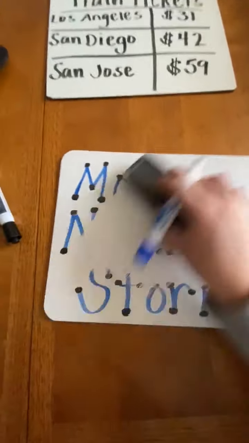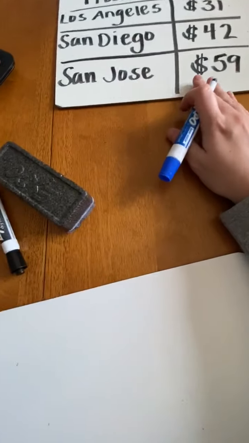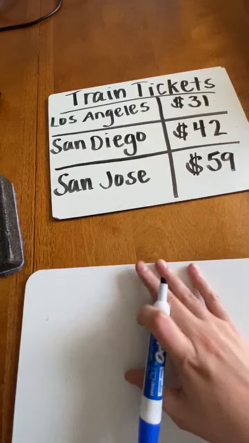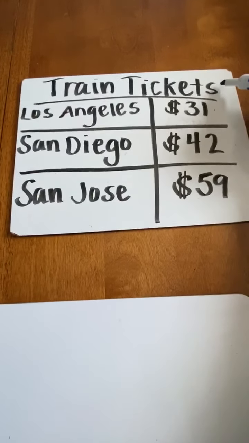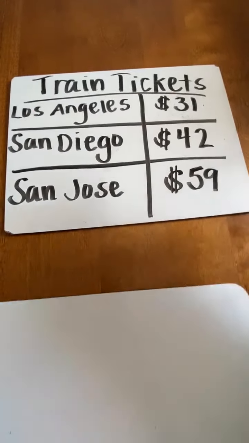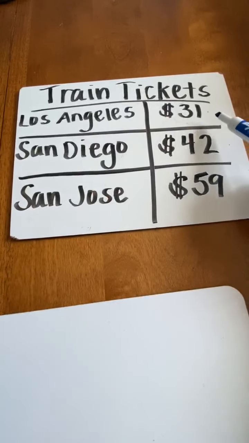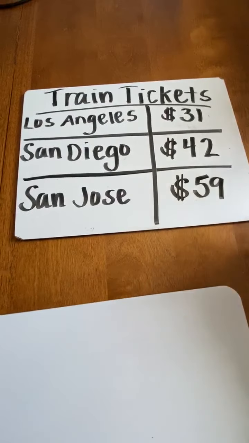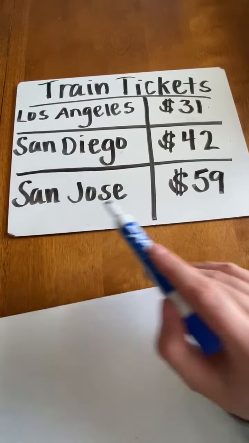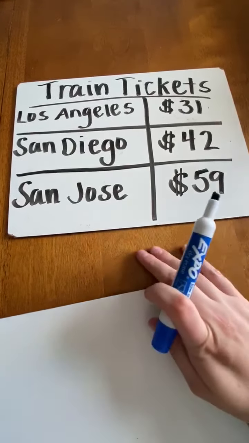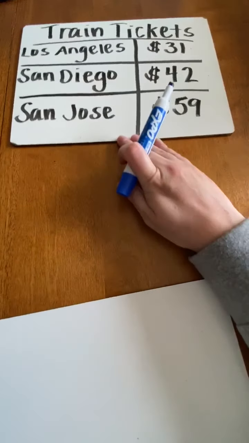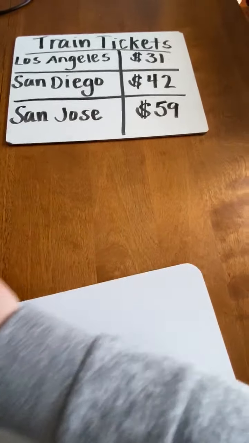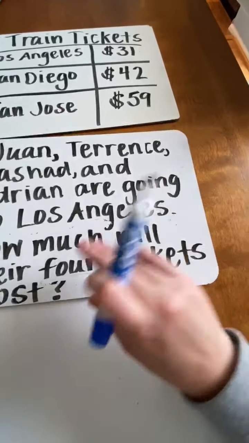I'm going to erase this board so I can work on it. Okay, so for these problems, you're going to be given a chart like this. This chart has to do with train tickets. So they're saying a train ticket to Los Angeles costs $31, a train ticket to San Diego costs $42, and a train ticket to San Jose costs $59. So I'm going to leave that up here so I can reference it during all of these problems. So let's see our first problem.